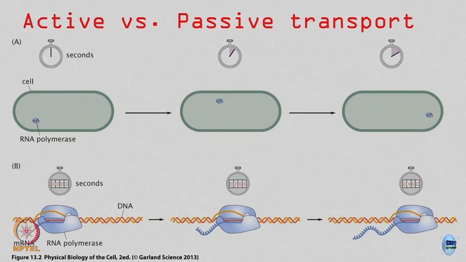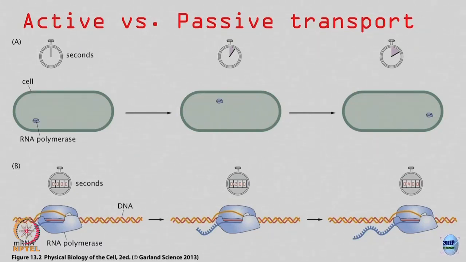When it's just floating around in the cell, what it's performing is passive diffusion, and the time scales of that are tens of seconds. So this is again, let's say, a typical E. coli cell, and the time scales are tens of seconds to cover from one end of the cell to another. That's what it's doing when it's not producing mRNA from the DNA.